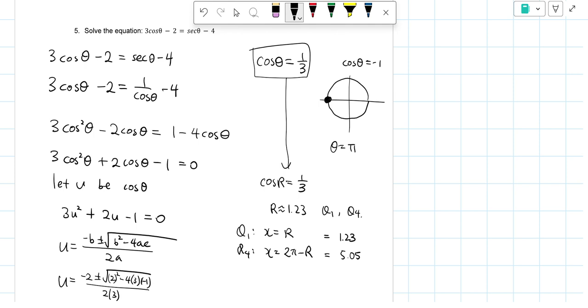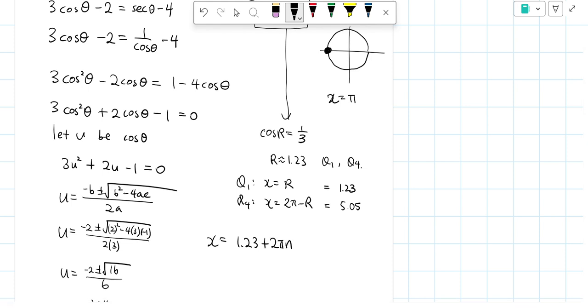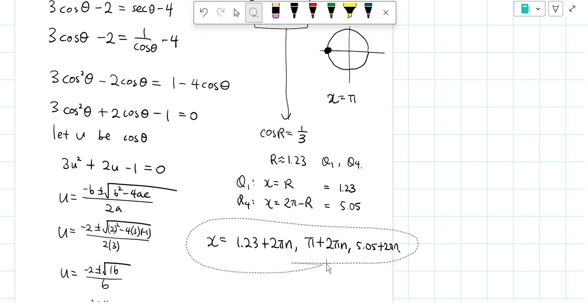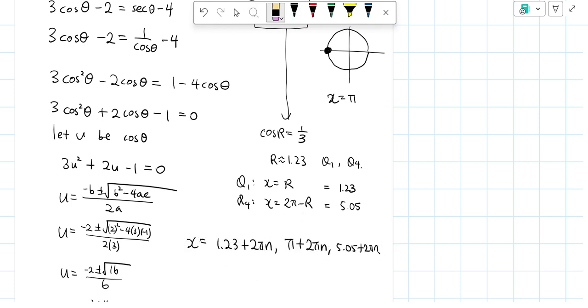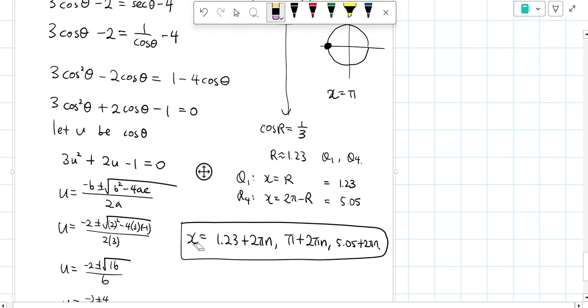This question doesn't specify a domain or a restriction of the domain. So my angles should be represented in the general form. So let's find the entire answer altogether. My answer must be x is equal to first 1.23 plus 2 pi n, comma, pi plus 2 pi n, comma, and 5.05 plus 2 pi n. That's theta.